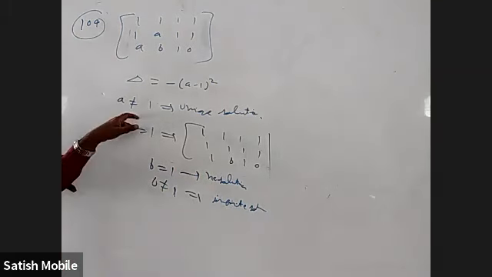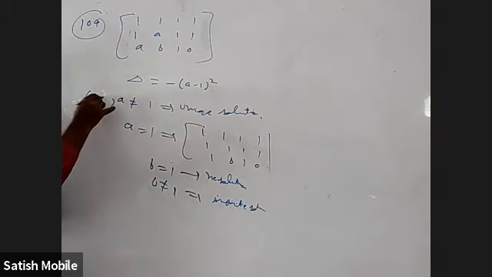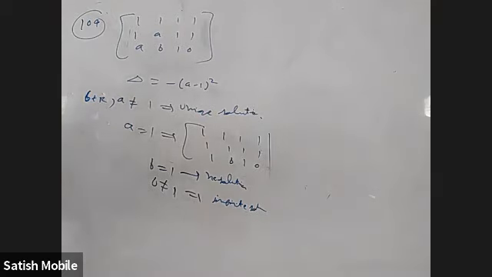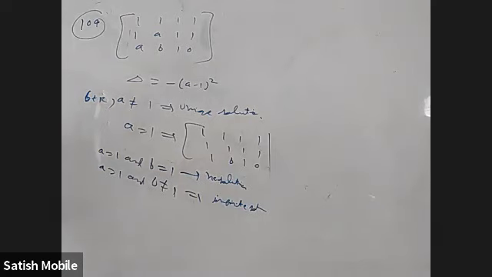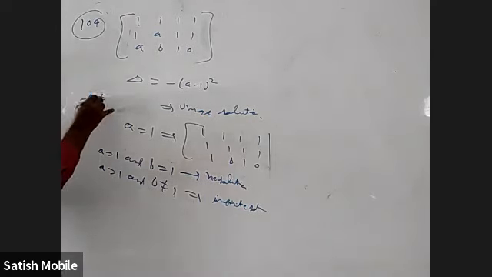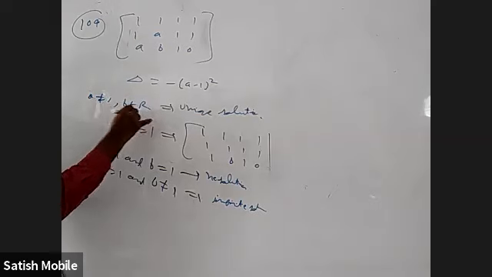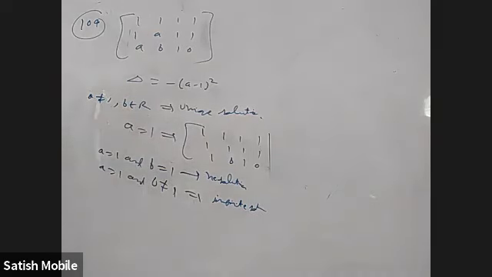So A not equal to 1 and B any real number, unique solution. Within A equal to 1, two cases. A equal to 1 and B equal to 1, no solution. A equal to 1 and B not equal to 1, infinite solutions. Everything is covered. Let me write first: A not equal to 1, B any real number, unique solution.